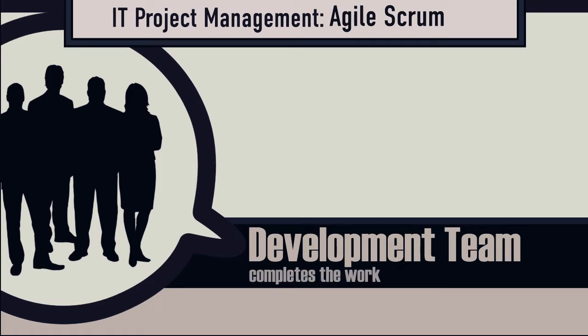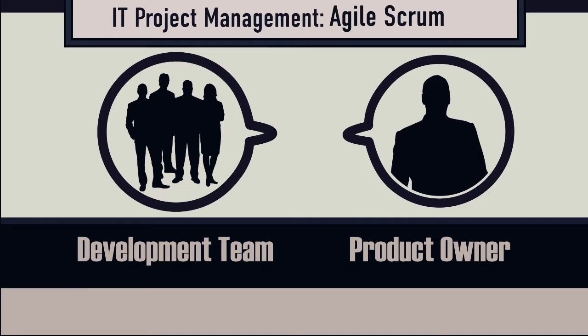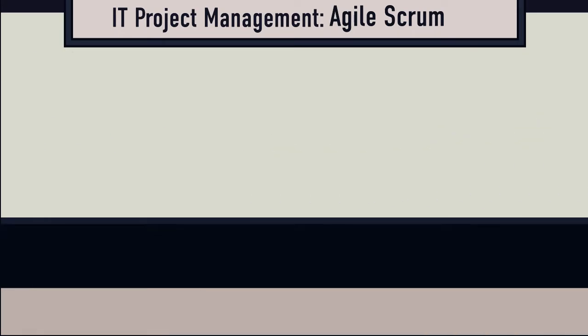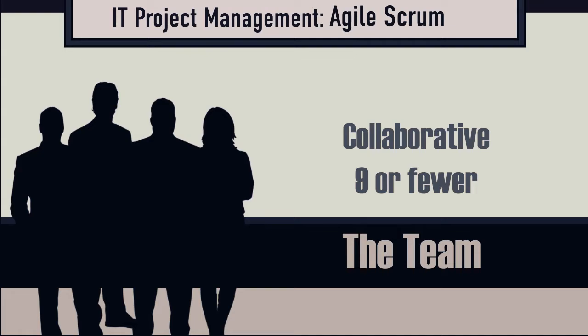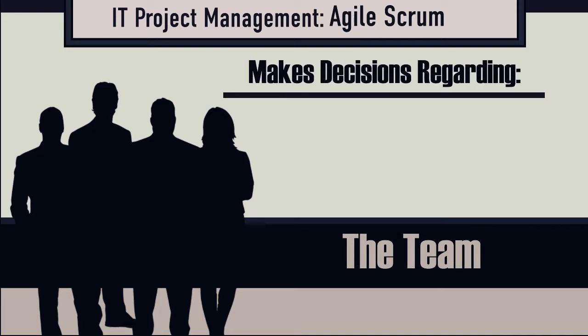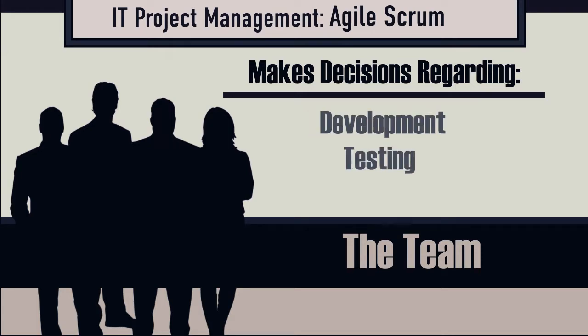The development team is responsible for completing the work. They collaborate with the product owner during each sprint to deliver a working prototype. The team, usually made up of 9 or fewer long-term members, should be collaborative and autonomous. The team makes their own decisions about development, testing, and production.